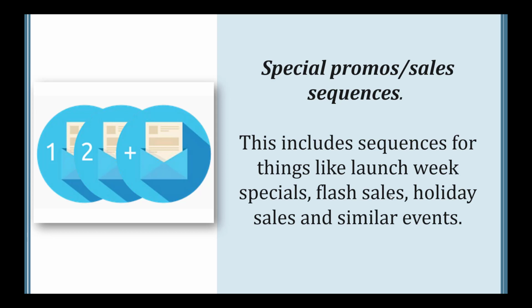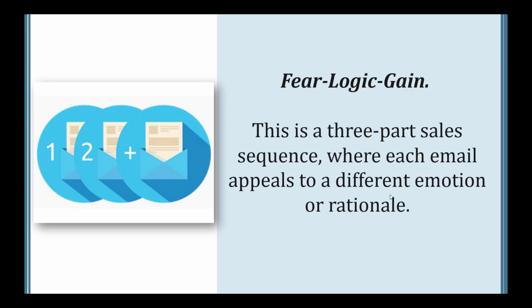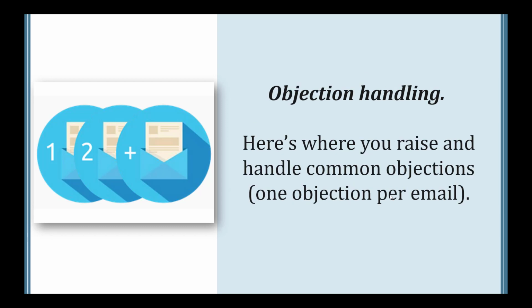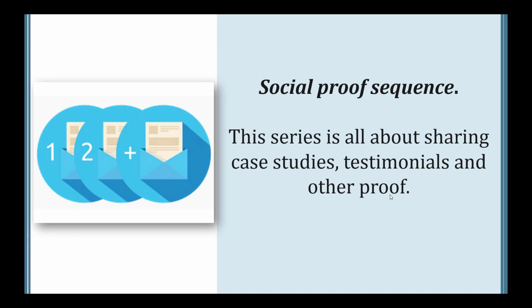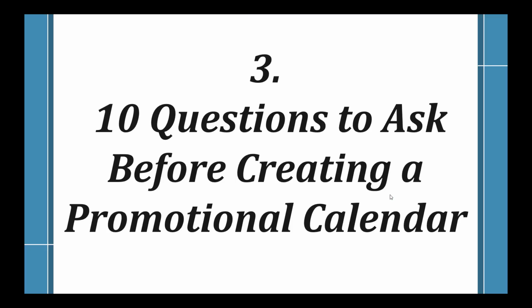Special promos or sale sequences. Now, this includes sequences for things like launch week specials, flash sales, holiday sales, and similar events. Fear, logic, gain. This is a 3-part sales sequence where each email appeals to a different emotion or rationale. Objection handling. Here's where you raise and handle common objections, 1 objection per email. Now, social proof sequence. This series is all about sharing case studies, testimonials, and other proof.